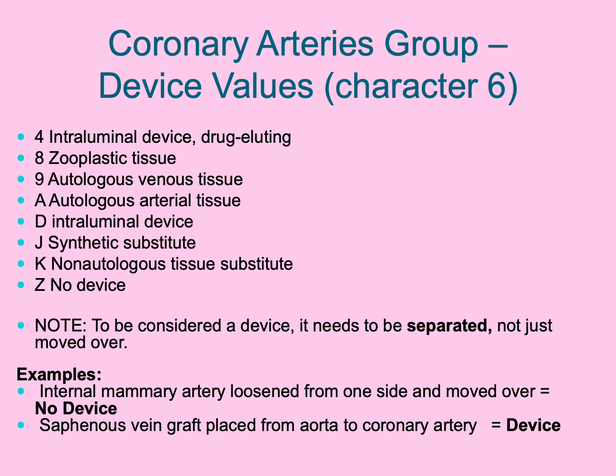Now, a note: to be considered a device, it needs to be separated, not just moved over. So it needs to be taken from both ends, separated, and then placed. Here's an example. The internal mammary artery is loosened from one side and moved over, no device, because it still remains attached on one side. Another example is a saphenous vein graft placed from the aorta to the coronary artery. That's a device. The saphenous vein, of course, is in the leg, so it has to be removed from both ends to be placed.